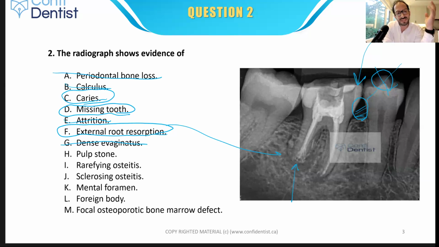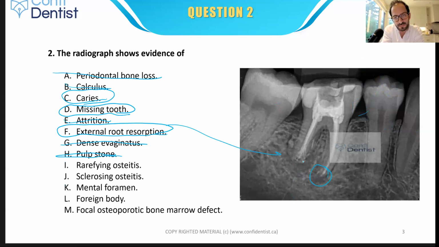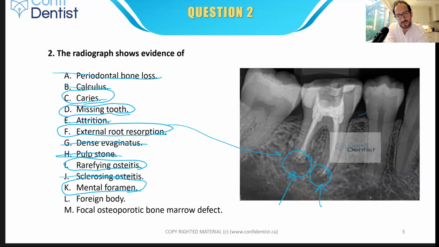I see some of you have selected pulp stone. I don't see any pulp stone here. So the pulp chamber is normal, the pulp chamber is normal, and even this one, the pulp chamber is normal. Yeah, I don't even select calcification for them. Rarefying osteitis, yes, we have. Where do we have rarefying osteitis? Here and here. These are rarefying osteitis. No sclerosing osteitis. Mental foramen, yes. Here is the mental foramen.